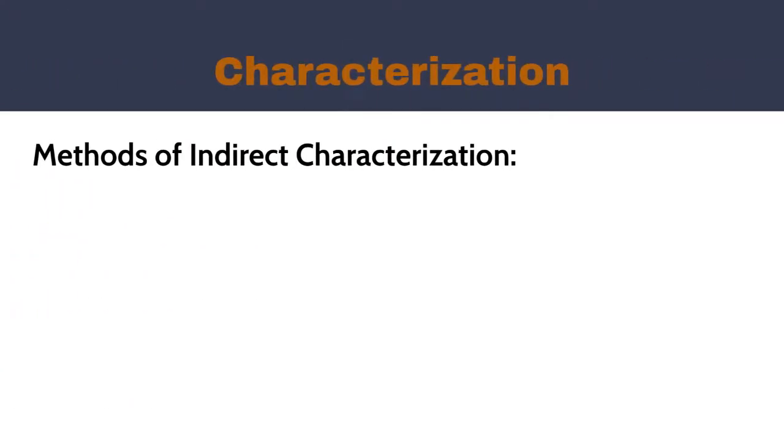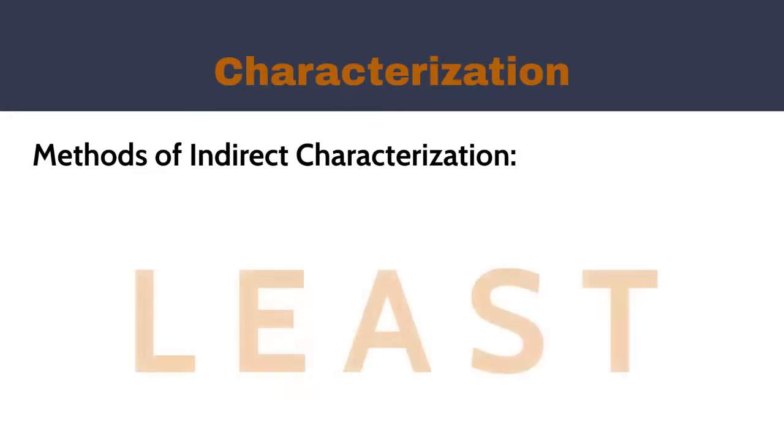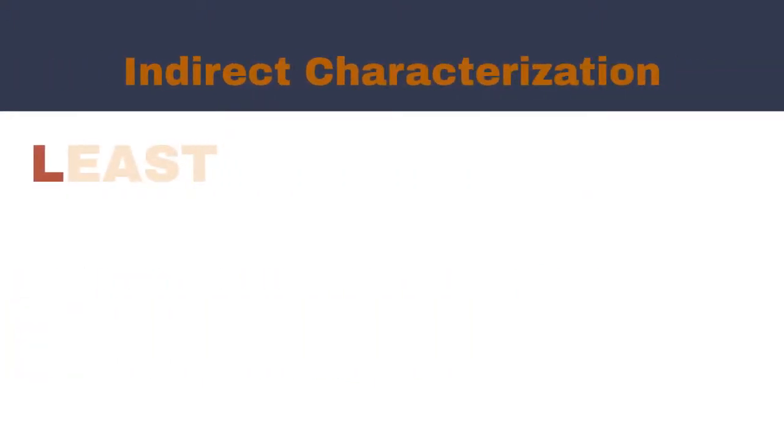So that would be indirect characterization through action, but that's only one of the 5 main indirect methods of characterization, which can be abbreviated with the letters L-E-A-S-T. Let's go through those in order.